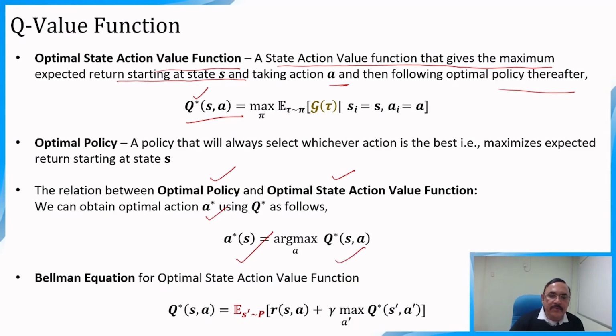Now, coming to the Bellman equation for the optimal state action value function, the optimal state action value function is nothing but an expectation of the reward R of S, A and gamma times the maximum of the q values, q of S prime, A prime.